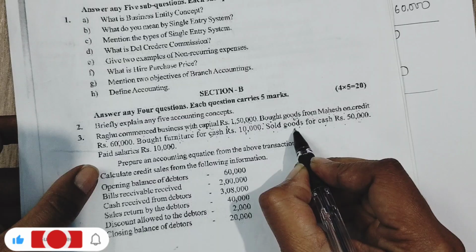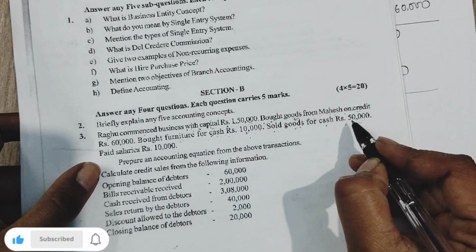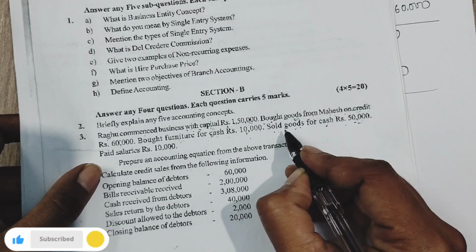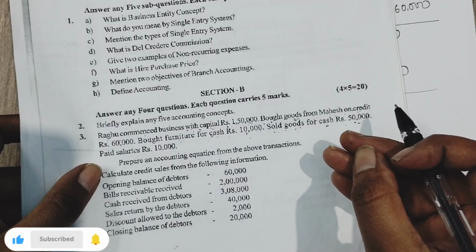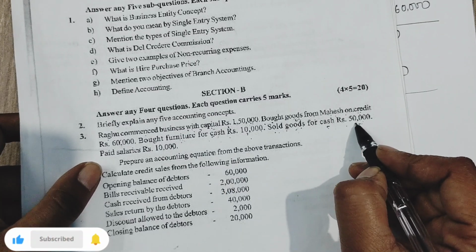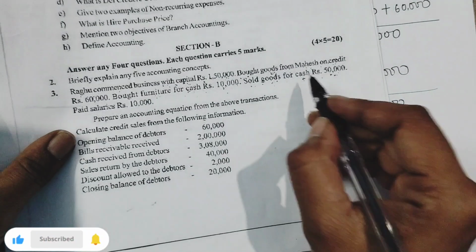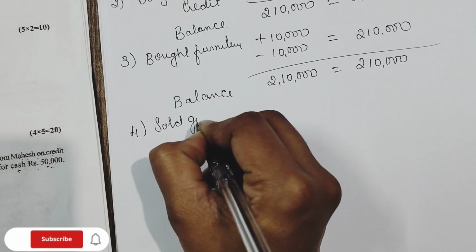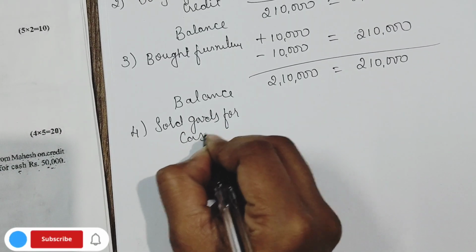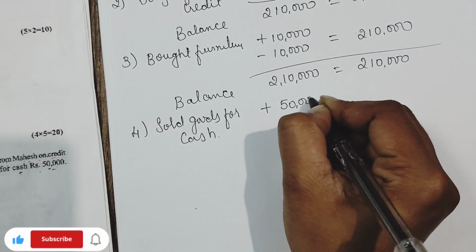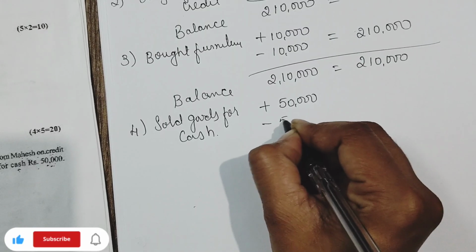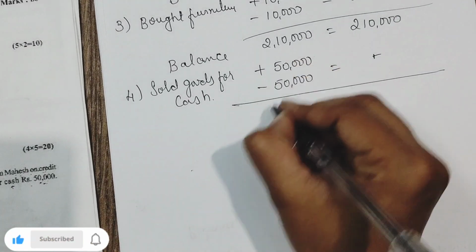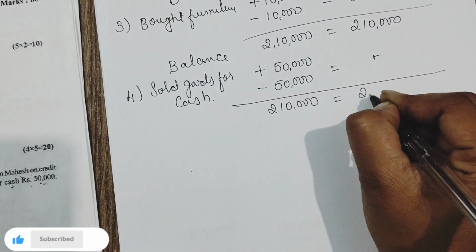You have sold. Sold means what? Sales, your goods got reduced. So minus 50,000, goods asset reduced, and at the same time you sold the goods for cash. Cash means you immediately received the cash for the sales. So it increased your cash, plus 50,000. It is affecting only the asset side. Fourth one, sold goods for cash plus 50,000. Cash received for the sales. Minus 50,000, goods reduced. There is no change in the liability. Here 2 lakh 10,000. 2 lakh 10,000.